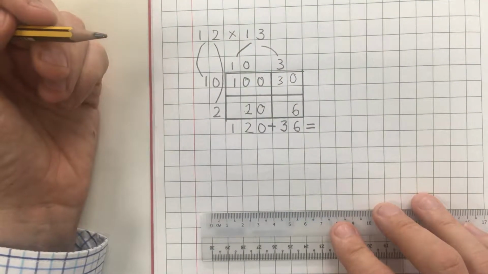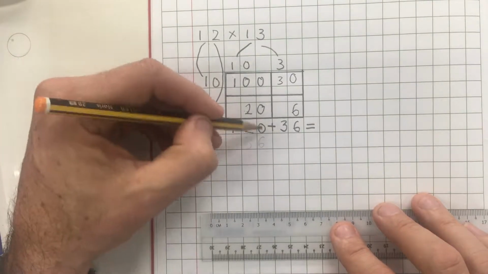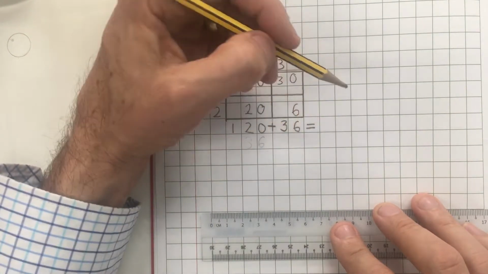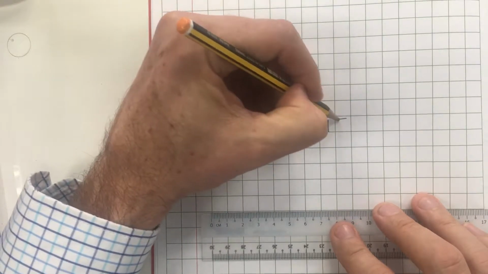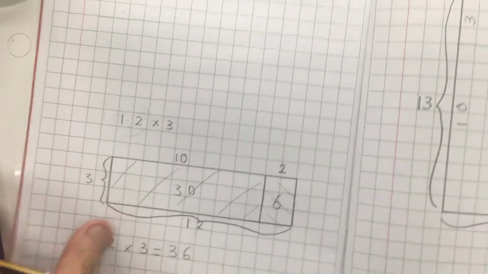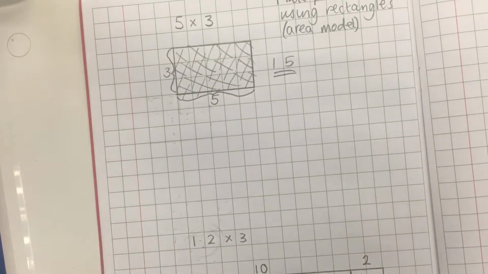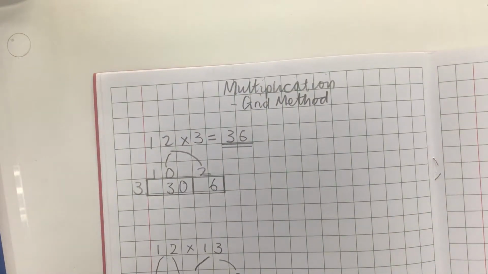Now, if you can't do that mentally, then you could write down the 36 underneath and calculate that way. If you can do it mentally, you'll get the answer of 156, which was the answer we had before. And that's how you calculate multiplication problems using the grid method.